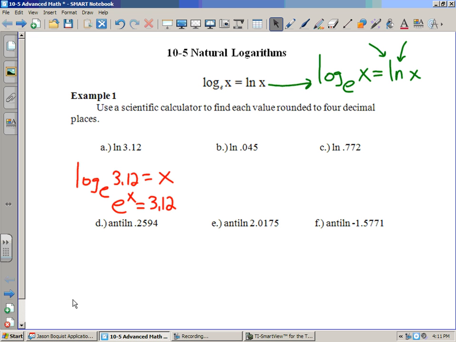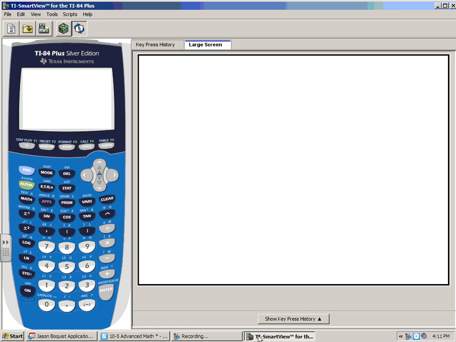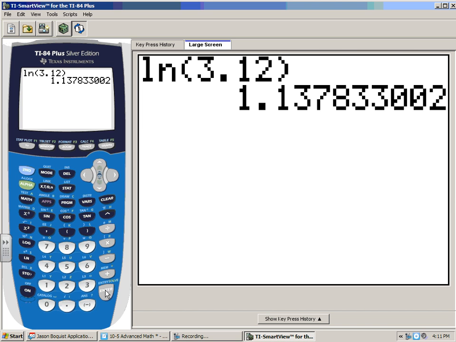So this one here is the natural log of 3.12. Very easily, all you have to do is hit natural log 3.12, close it off, and we're expecting something around 1. Oh, that makes sense. Had we got something around 2, I would hope you would say, wait a minute, that can't possibly be right. And so that one makes sense.